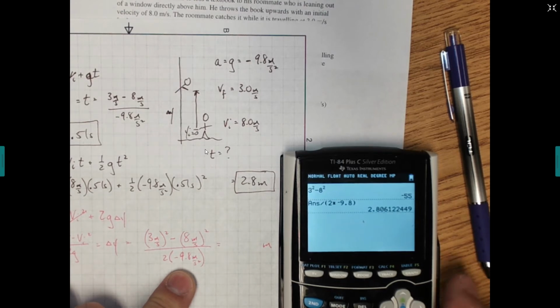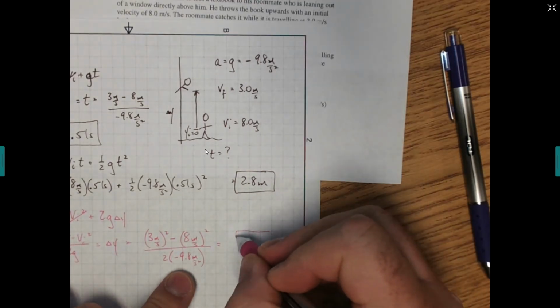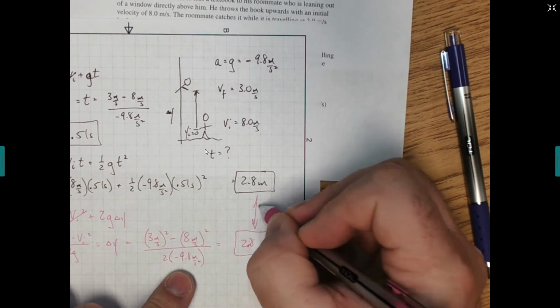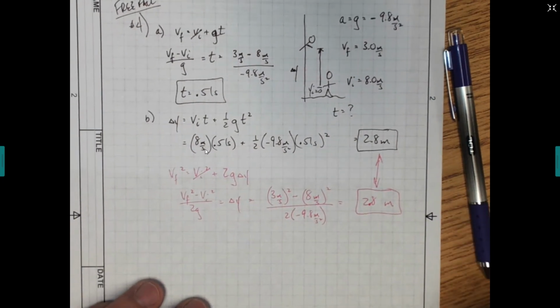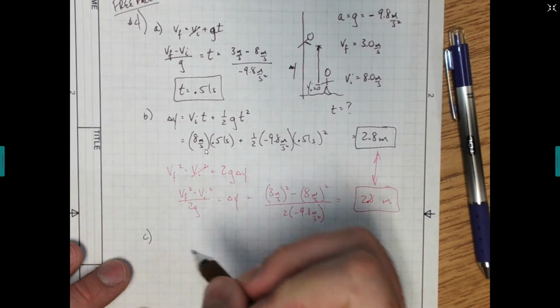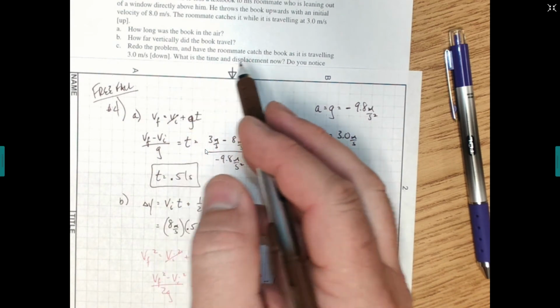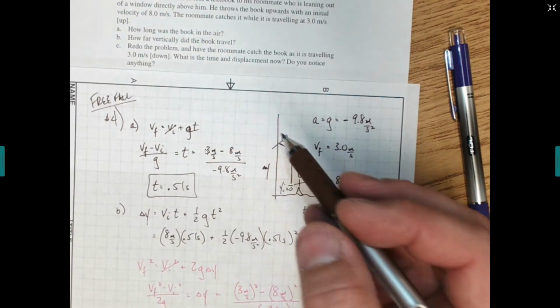And we get 2.8. Look at that. What were we supposed to get? 2.8. So it worked out. Didn't matter which way I did it, which is great. Right? It's like magic. So let's go to part C. Part C says to redo the problem and have the roommate catch the book as it's traveling down. What are now the time and displacement?